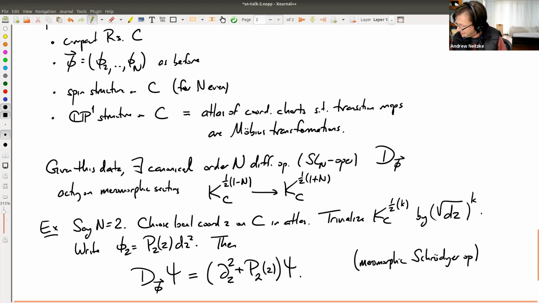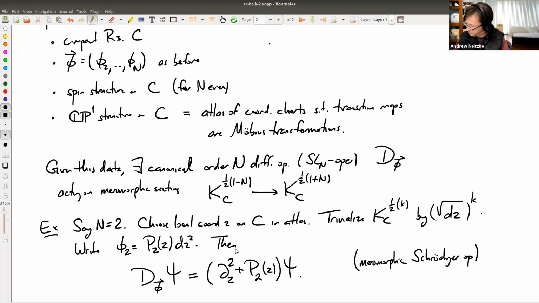So, you know, in your first year quantum mechanics class, you would write an equation, d psi equals e psi, or d psi equals 0 if you absorb e into P2, except instead of having z on a Riemann surface, you would just have a parameter x on the line, and P2 would be just some function on the line. So you can think of this as just a global version of that, where we live on a Riemann surface instead of on the line. So that's the kind of operator we're talking about for n equals 2.